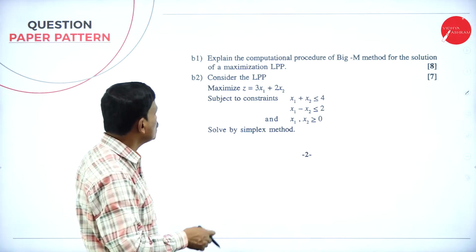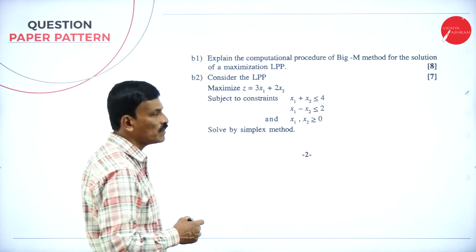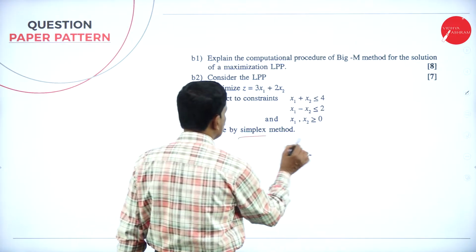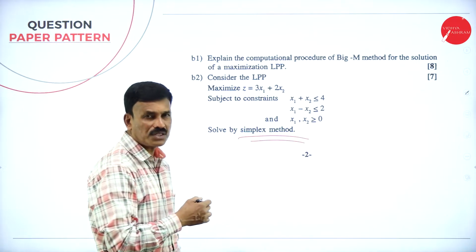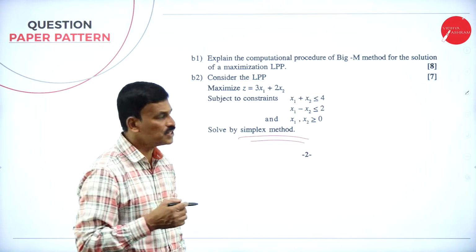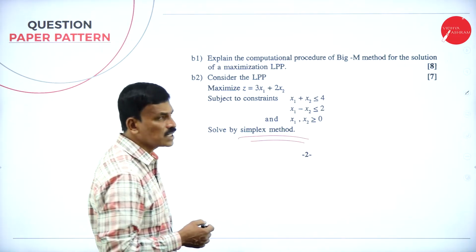Now for this, the choice is: explain the computational process of the B.C.A method for solution of a maximization LPP, and consider this LPP and solve using the simplex method. So the choice is B1 and B2. One is the B.C.A method, step-by-step procedure. Another one is the solution of an LPP using the simplex method.